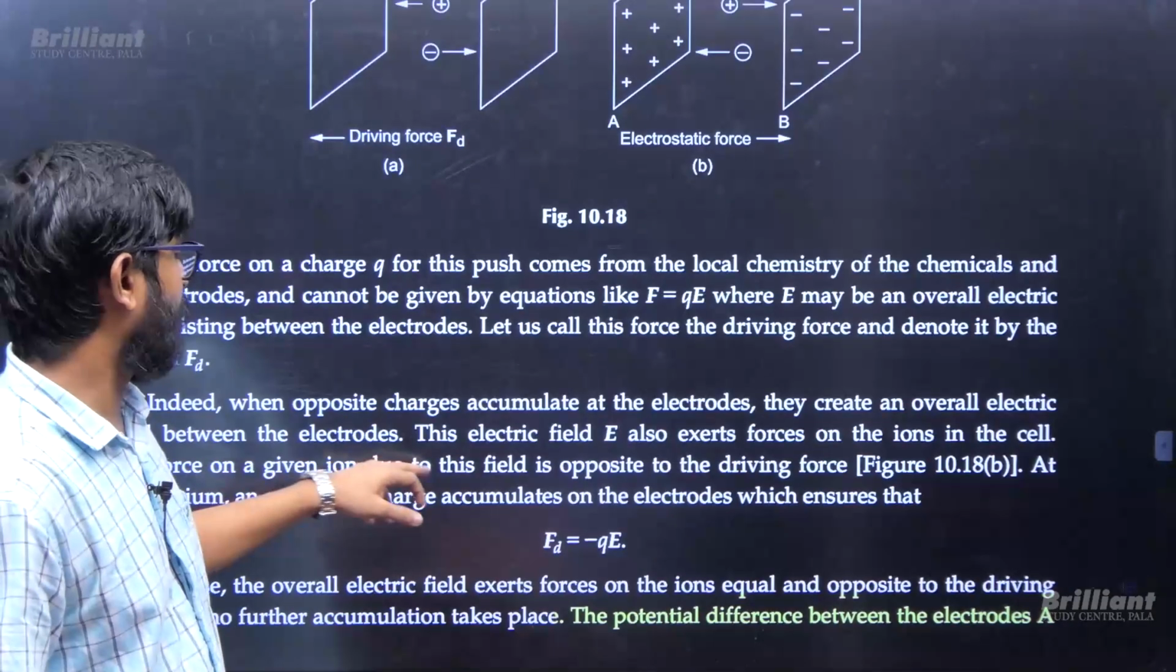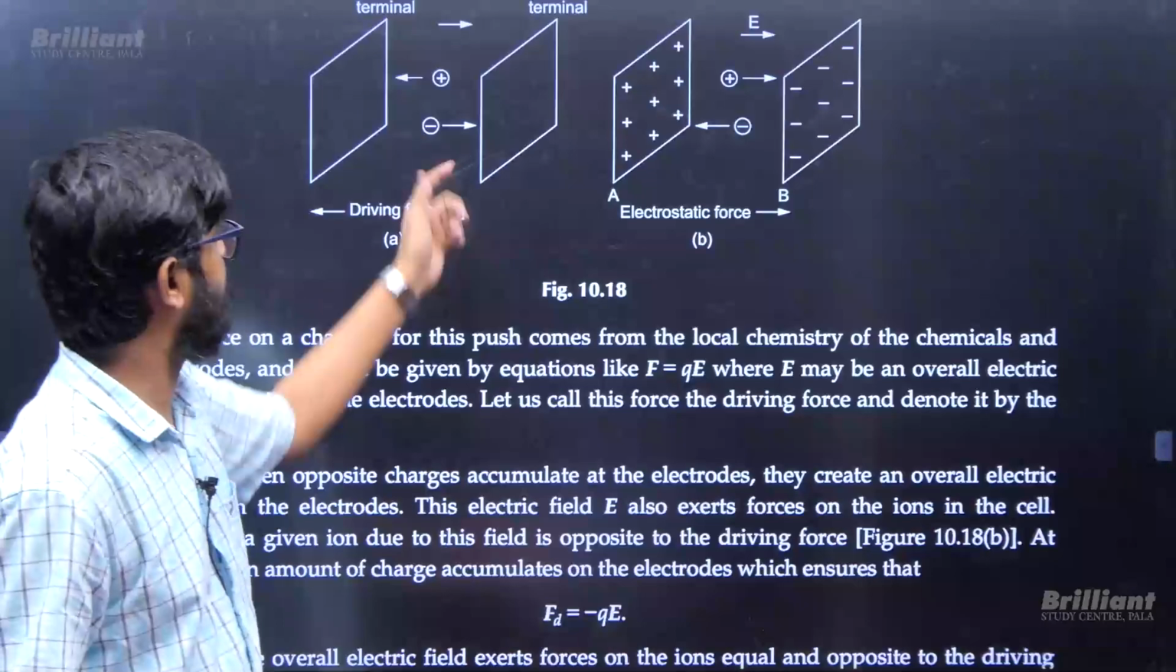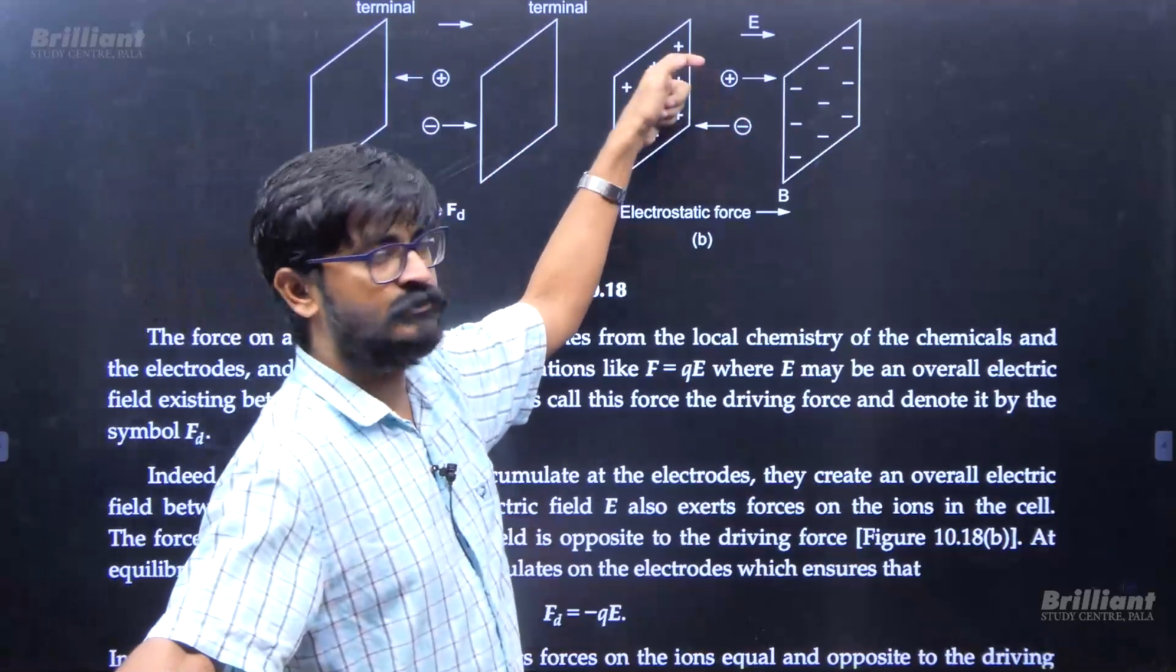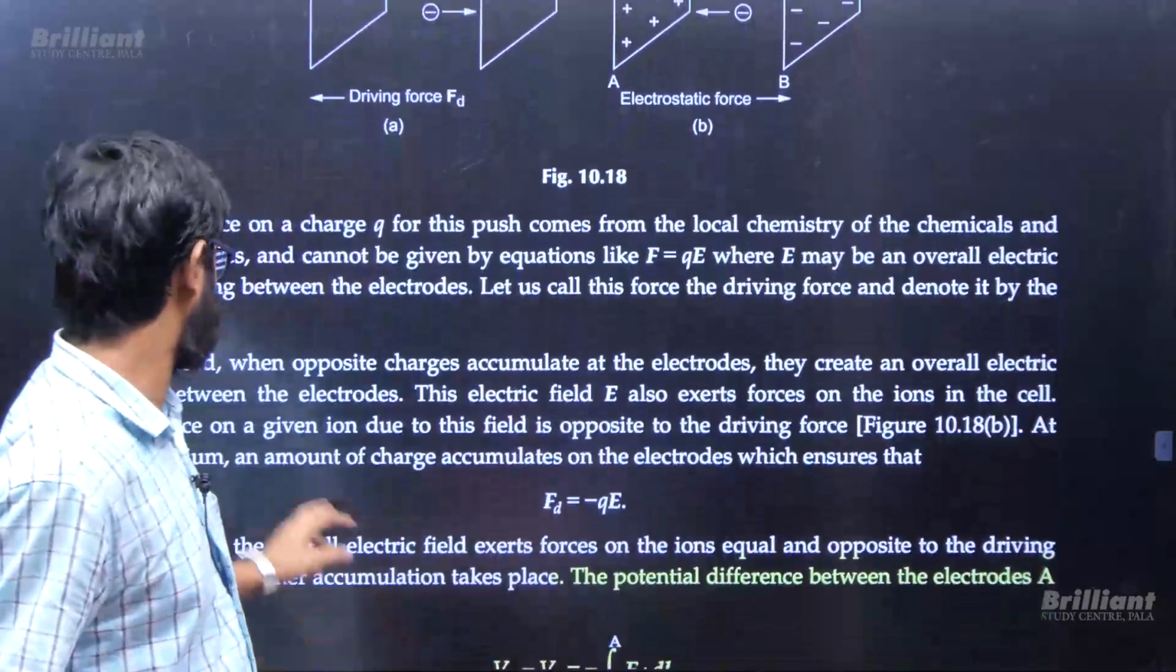The force on a given ion due to this field is opposite to the driving force. The driving force is trying to push the charge in this direction, and the electric field is trying to push this charge in the other direction. Both are in opposite directions.